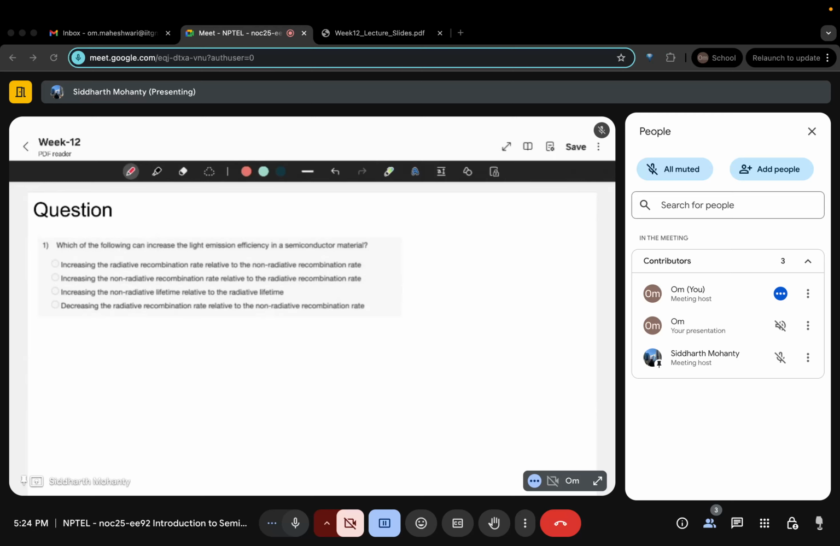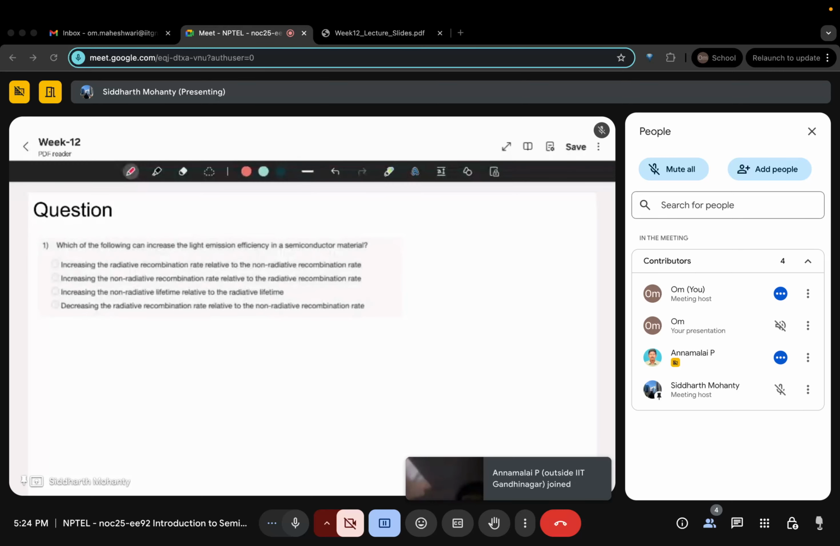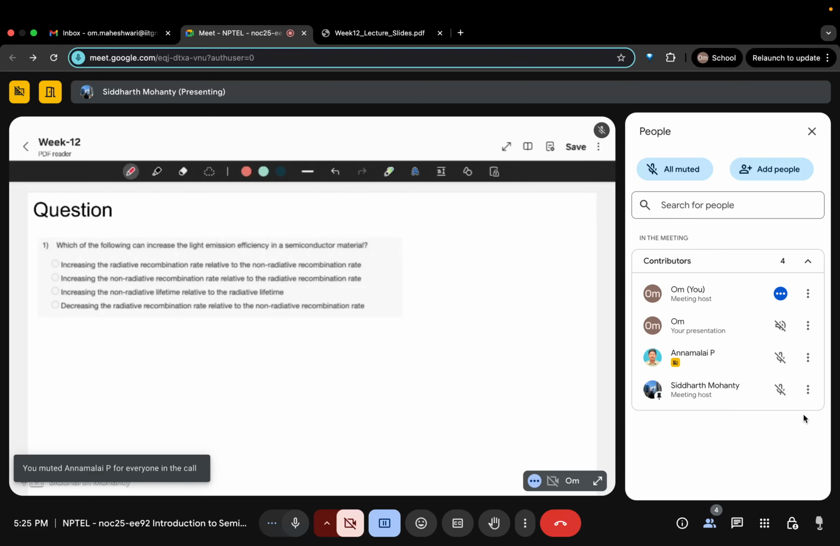Okay, so the question is, which of the following can increase the light emission efficiency in a semiconductor material? A. Increasing the radiative recombination rate related to non-radiative recombination rate. B. Increasing the non-radiative recombination rate related to radiative recombination rate. C. Increasing the non-radiative lifetime related to radiative lifetime. D. Decreasing the radiative recombination rate related to non-radiative recombination rate.